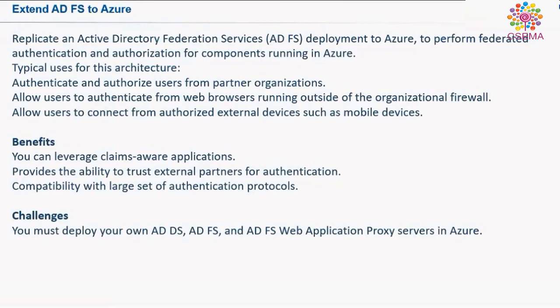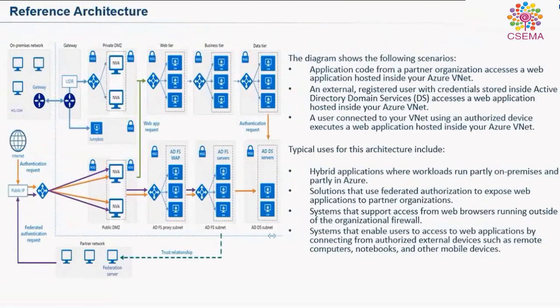With that, we talk about the reference architecture. This looks like a very complex architecture to replicate here. The diagram shows the following scenarios. Application code from a partner organization accesses a web application hosted inside your Azure VNet. An external registered user with credentials stored inside Active Directory Domain Services accesses a web application hosted inside your Azure VNet. A user connected to your VNet using an authorized device executes a web application hosted inside your Azure VNet.